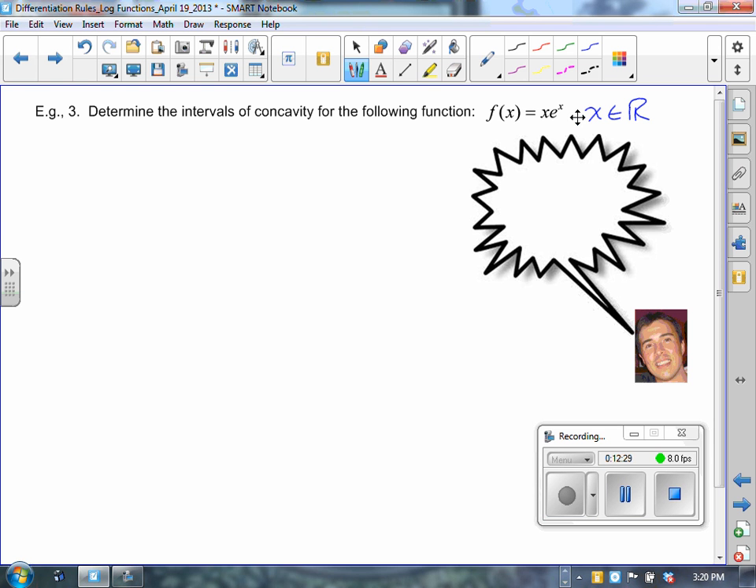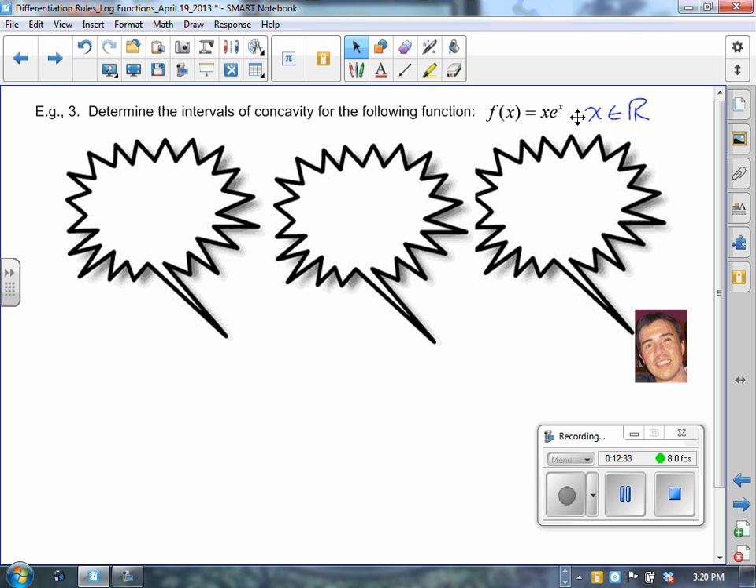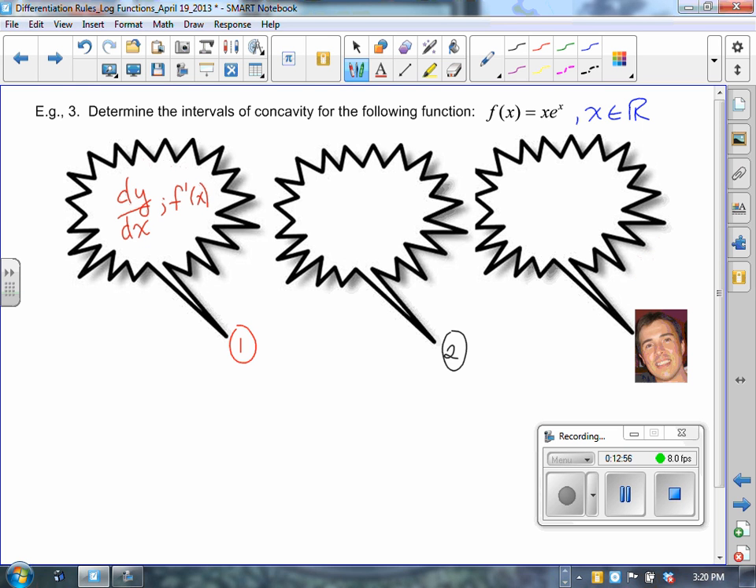As far as the steps are concerned, let's take a bit of a walk down memory lane, and let's consider firstly, if we're after concavity, we're going to need the first derivative, dy by dx. So given that we're presented with function notation, we're looking at f prime at x. Secondly, if we're after concavity, then we do need the second derivative. So f double prime at x.